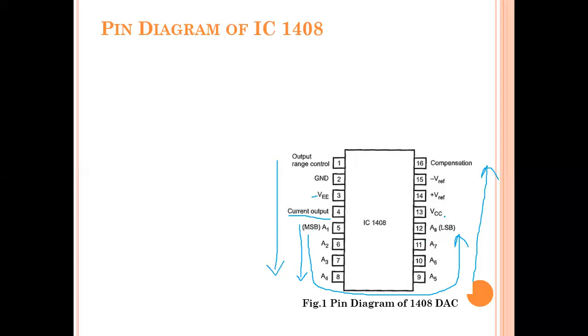Next we have the 13th pin as VCC, which is a positive power supply given to the IC 1408. Next one is plus V reference, a positive reference voltage applied to the IC 1408, which will be plus 5 volts. And this is minus V reference, a negative reference voltage applied to the circuit. Whereas the 16th pin is a compensation pin, which is used to maintain the stability of the IC.